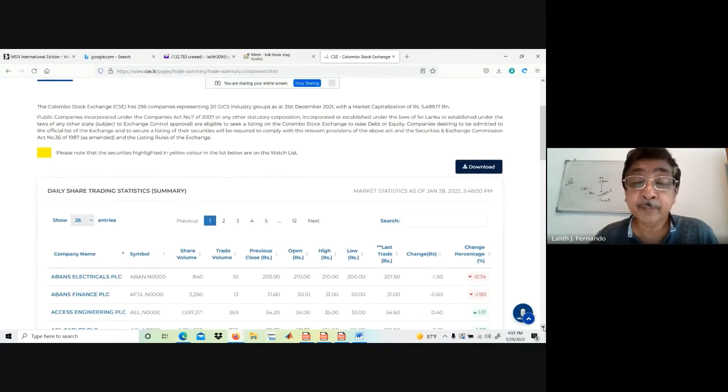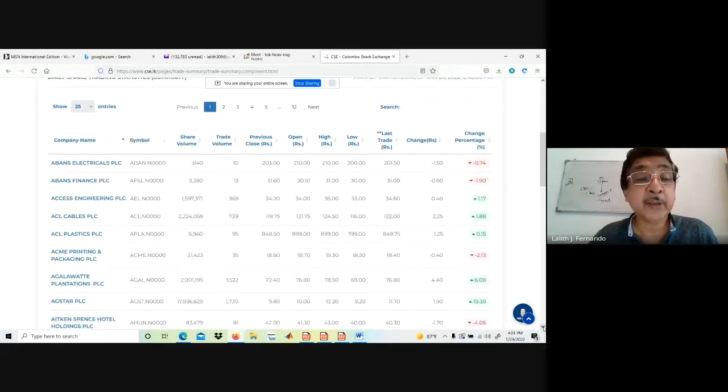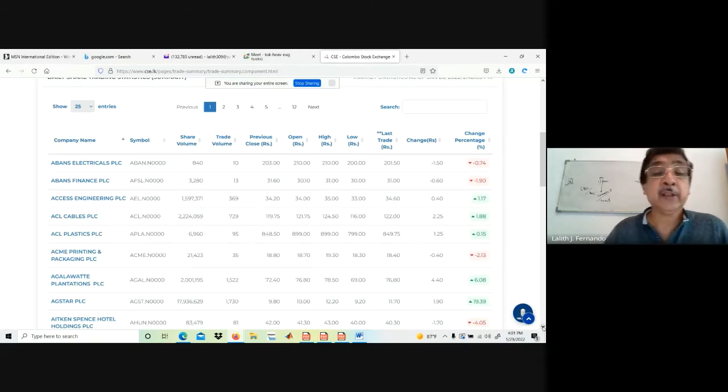Now under the trade summary, you have the companies in alphabetical sequence. In this particular trade summary, you can see Advanced Electricals, Advanced Finance, Access Engineering, ACL Cables. Likewise, you have several companies here, and their symbols have also been given here. ABAN, FSL, AEL. Likewise, you can see the types of codes given to different companies, and there are several things which you can look at.